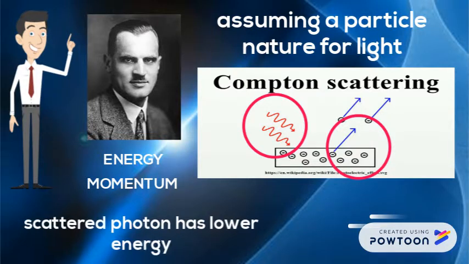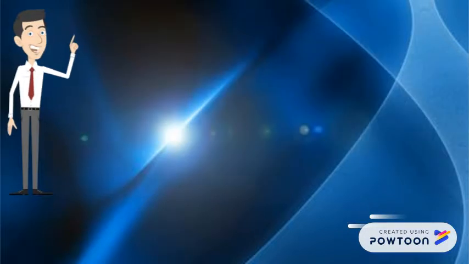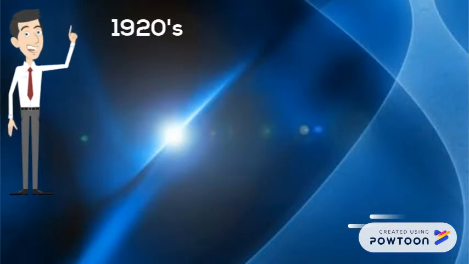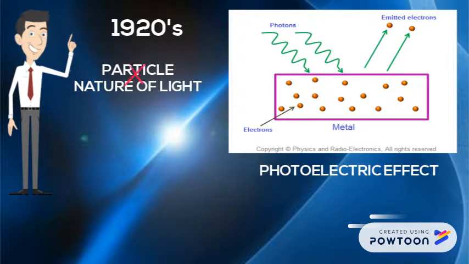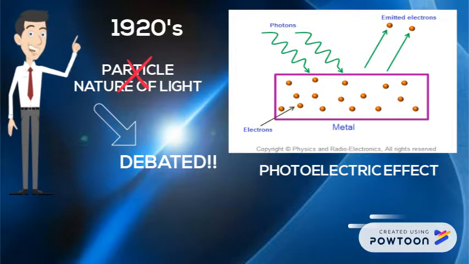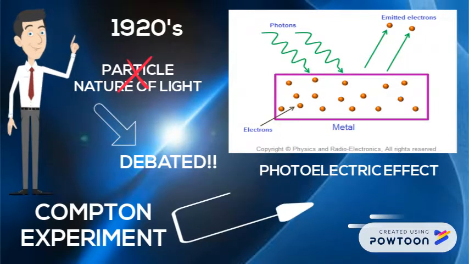The scattered photon has lower energy and therefore a longer wavelength according to the Planck relationship. At a time in the early 1920s when the particle nature of light suggested by the photoelectric effect was still being debated, the Compton experiment gave clear and independent evidence of particle-like behavior.